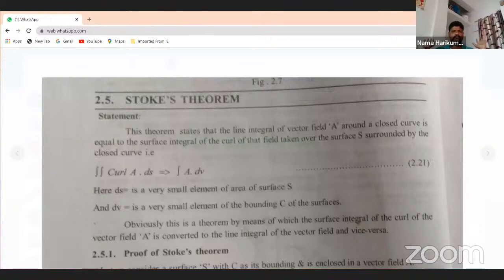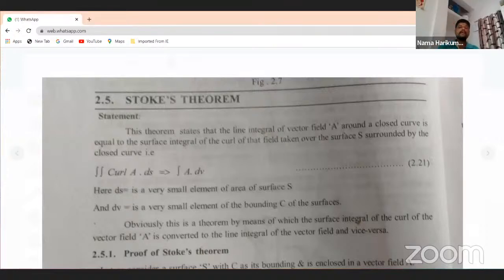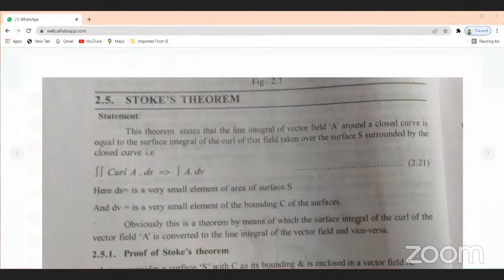Okay sir, right. So next, equation 1 equal to equation 3, that is the Stokes theorem. Integration of A dot dl equal to double integration of curl A dot dS, that is the Stokes theorem. Easy. Yes, it is clear.